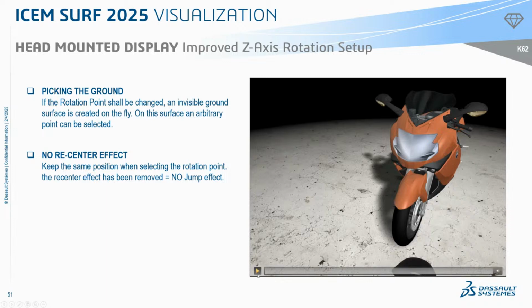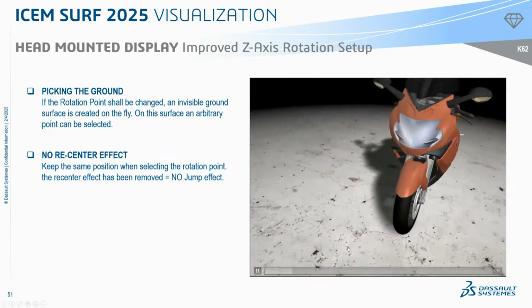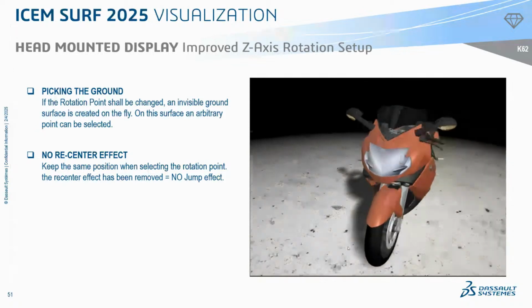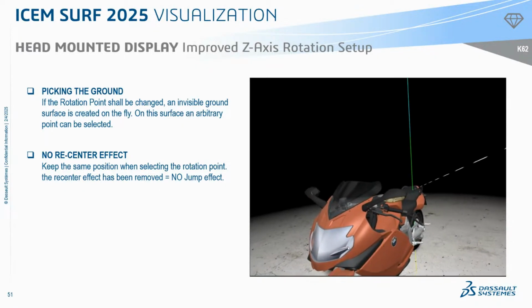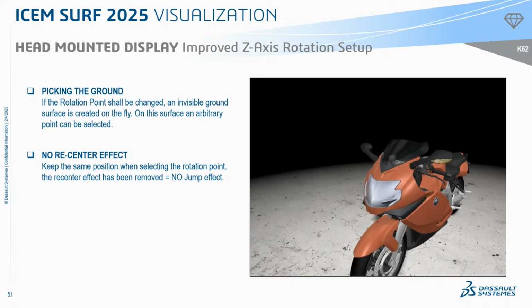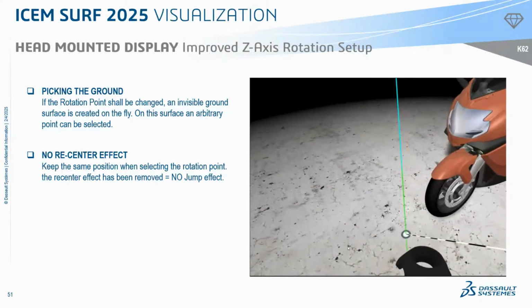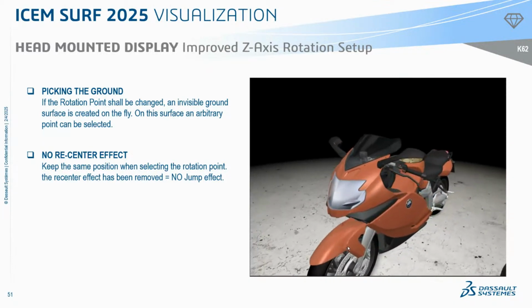Just little things. Previously, if there was no geometry on the floor, you couldn't pick to relocate your Z rotation axis. You had to pick on the model. So what we've done now is we temporarily make a plane that you can pick across the environment. So there's no limitation now on how you define the rotation axis. So you see, I could just pick on the floor. It's now rotating about the floor.